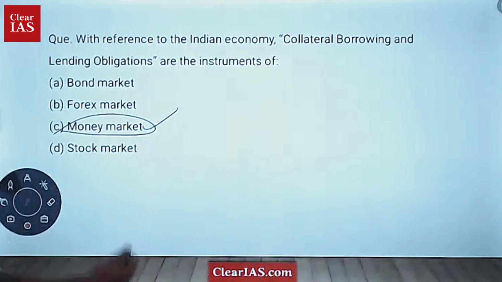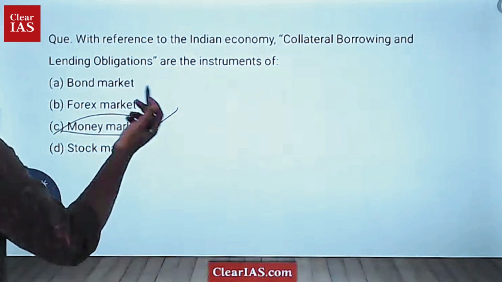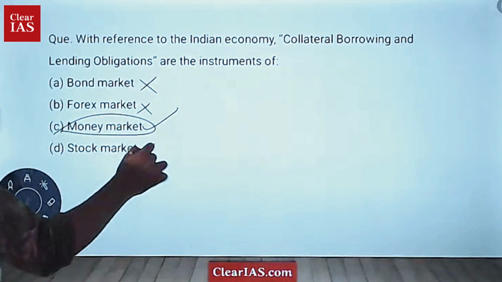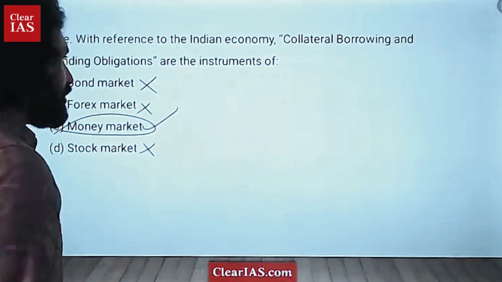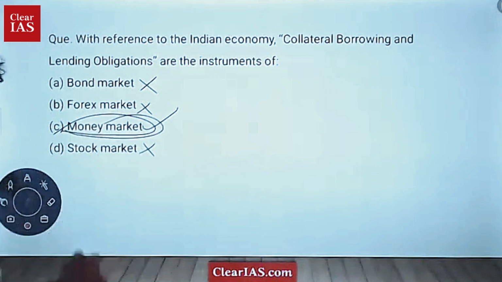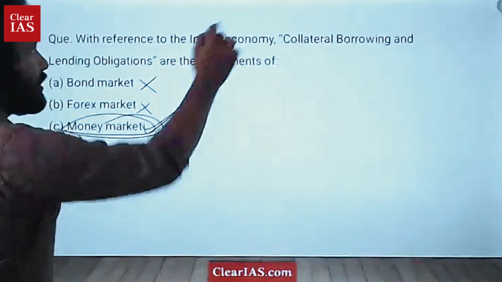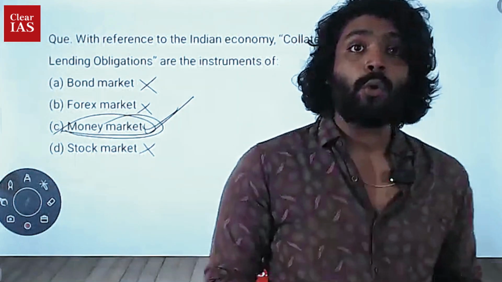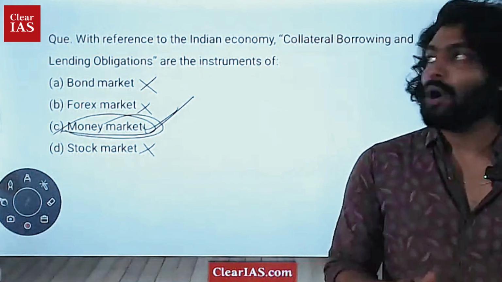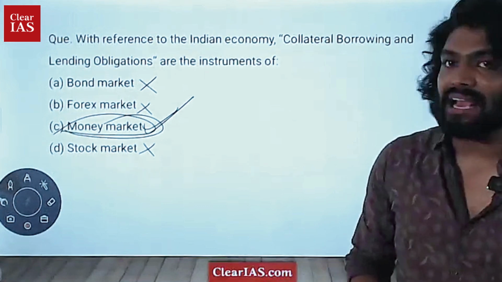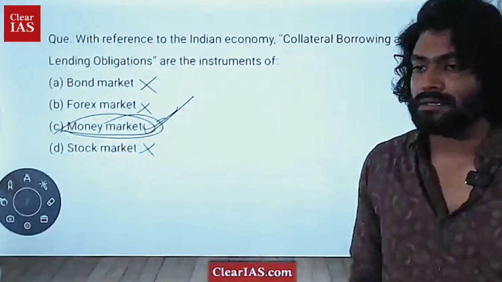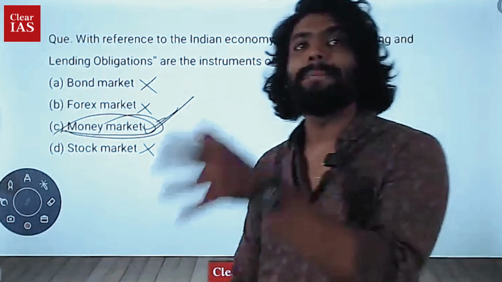Everything else could be eliminated. In forex market, is there a collateral? No. In bond market, is there a collateral? No. In stock market, is there a question of collateral? No. Even if there is a question, can money market be wrong? No. Money market is always stated in the context of collateral borrowing and lending obligations. Even if you don't know what exactly collateral borrowing and lending obligations are, from the term you would move to the answer, money market, where banking loans belong.